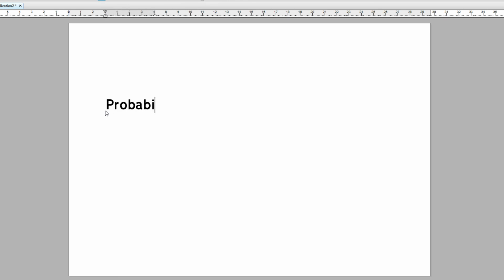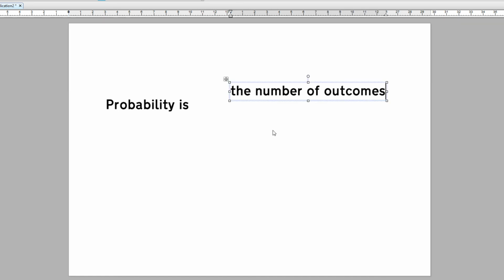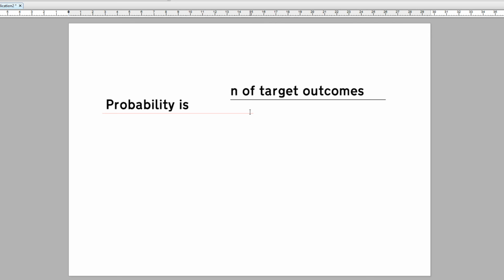And also probability. I've already put a video up about that. But probability is the number of target outcomes you're looking for, divided by the number of all outcomes.